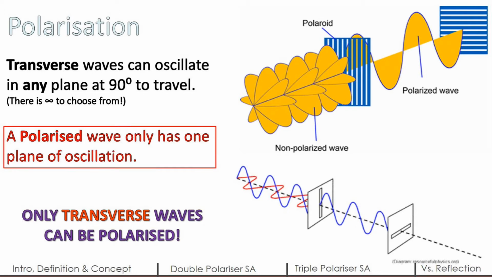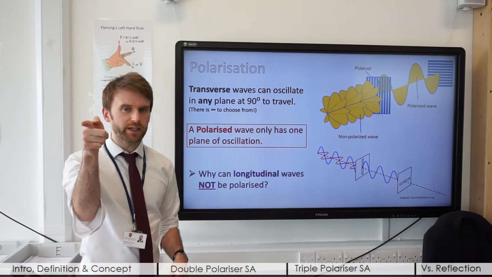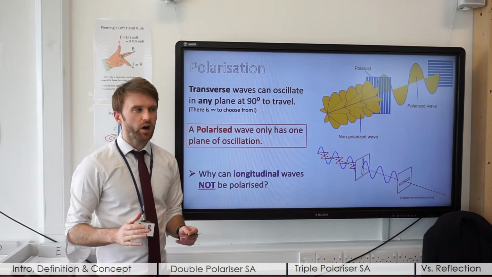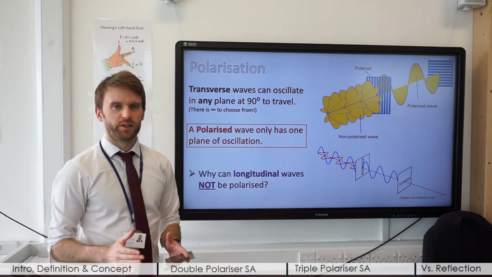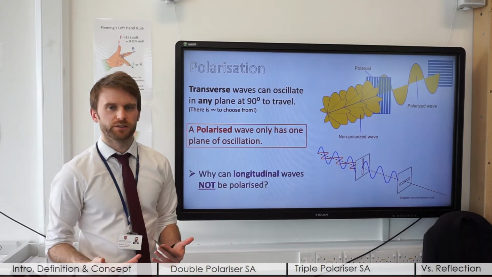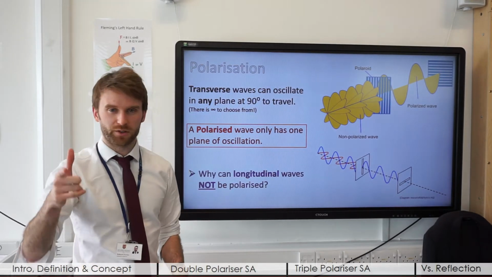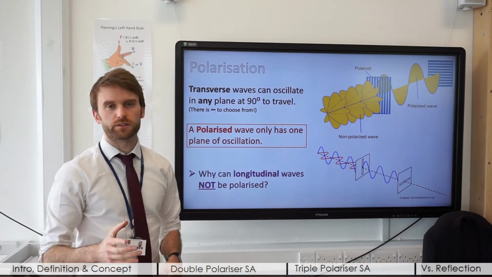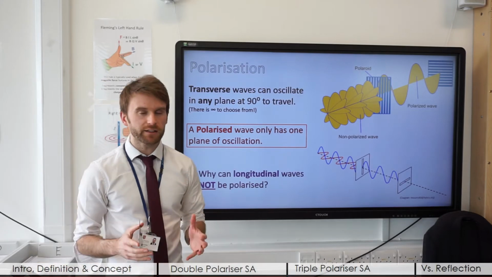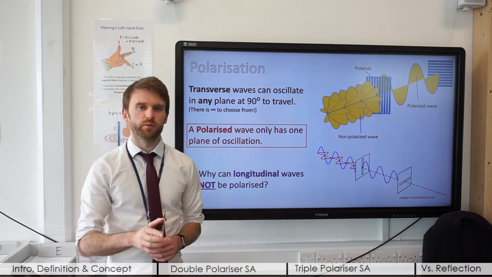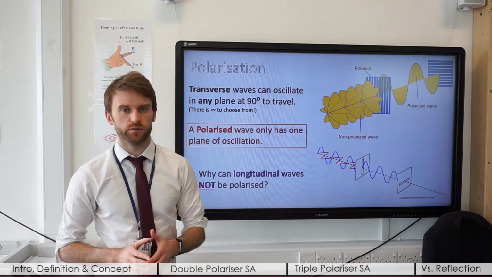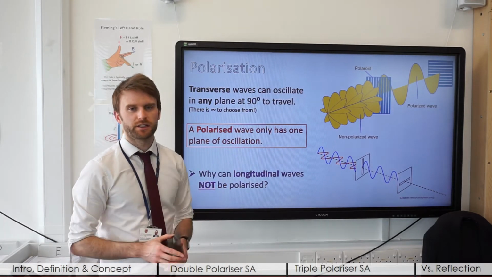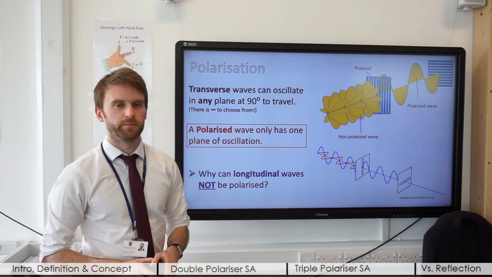Longitudinal waves cannot be polarised, and there's only one way in which my finger and my thumb can be pointing in the same direction. I can't filter out a component of those oscillations. Whereas if they are pointing at 90 degrees, we've got all these different options. Polarisation is a phenomenon that is unique to transverse waves. And you will be asked to identify whether a wave is transverse or longitudinal based on this fact. Can it be polarised? Can it not?